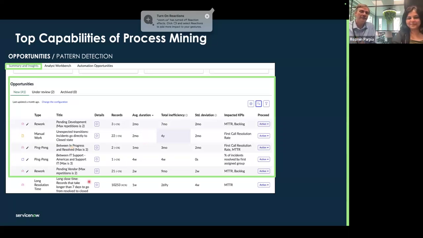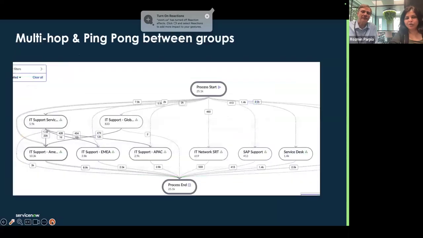Yeah, it does. So I think from then on, we have this multi-hop. In the previous pictures, we were looking at the state of an incident. And here we are using the assignment group field. So you see how all the ping pongs and multi-hops that are happening on the tickets, you can visualize it, and then it makes more sense to your teams.